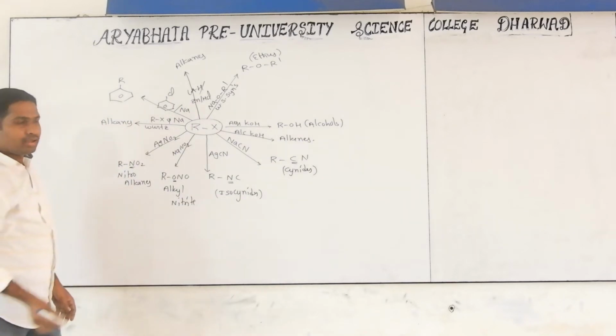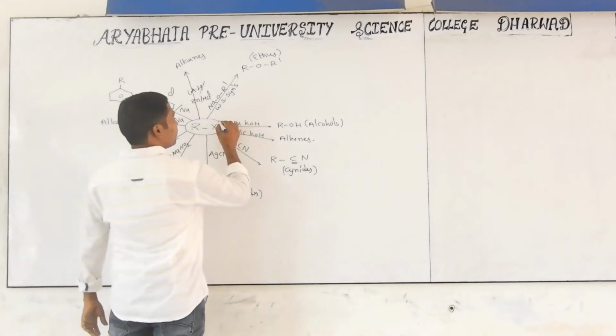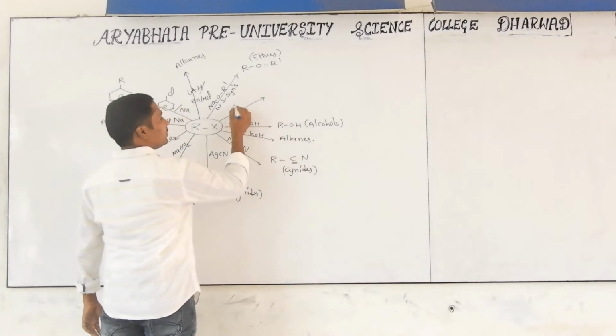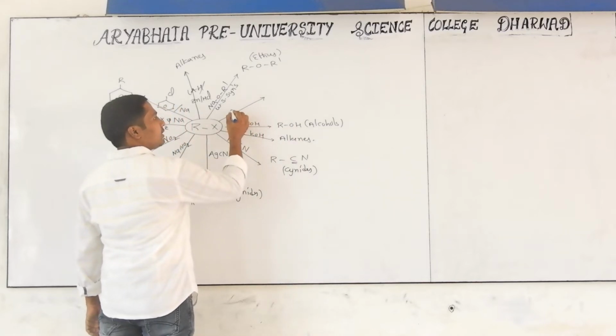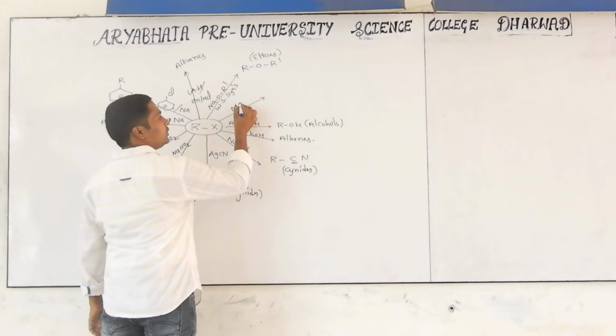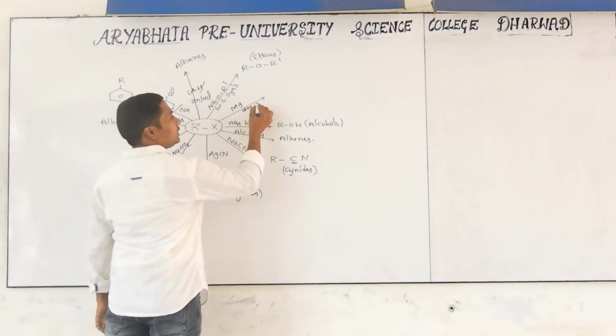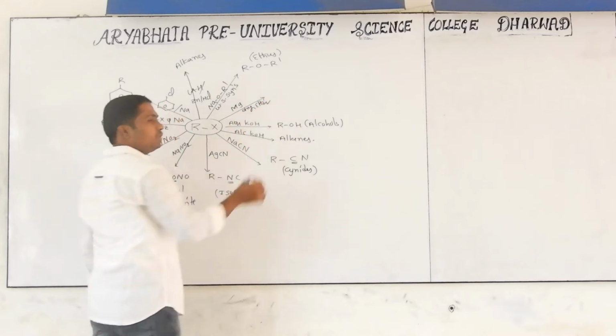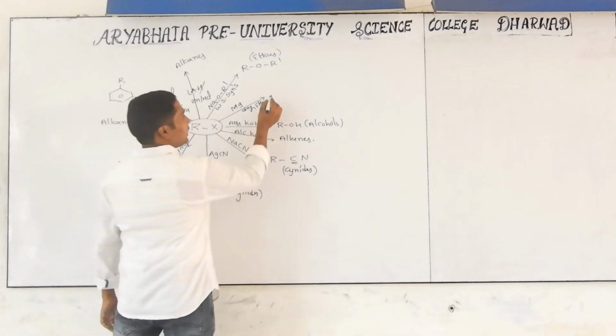Is it clear? Yes. And the last chemical property here: it will be reacted with, for example, magnesium metal in presence of dry ether medium. What are we getting? Any additional product we are getting?